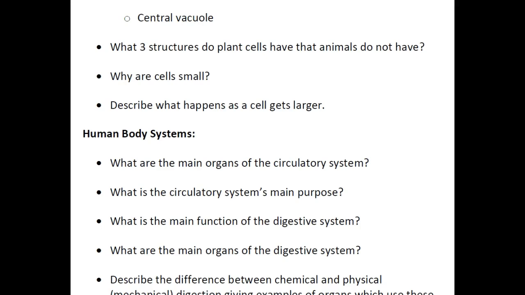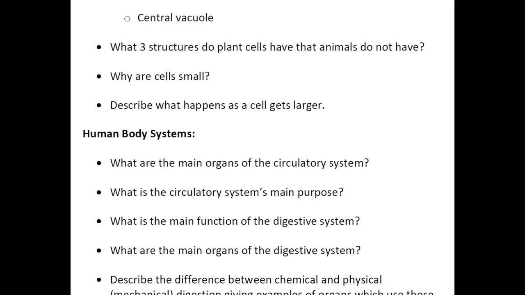So describe what happens as a cell gets larger. The important point, this is of course related back to the last question, dealing with getting nutrients in and waste out, and it deals with the ratio of the surface area to the volume of the cell. After it gets so big, it can't move enough of the waste out and enough of the molecules back in to actually allow the cell to function correctly.